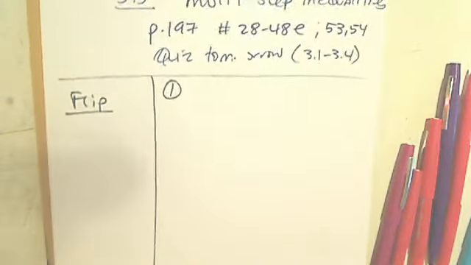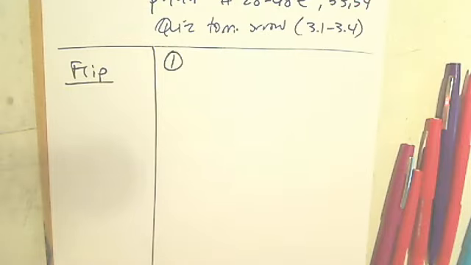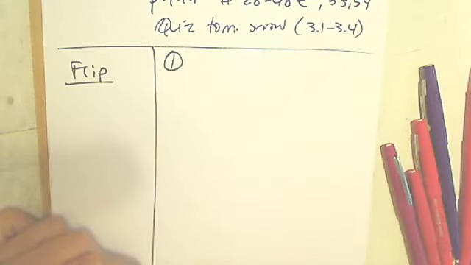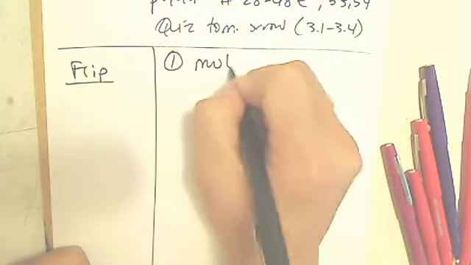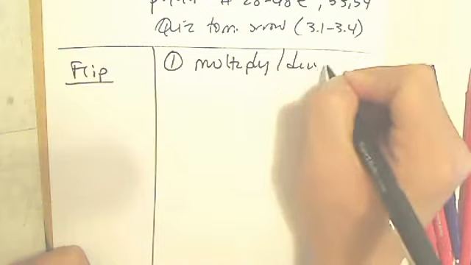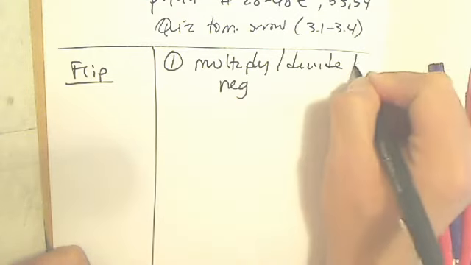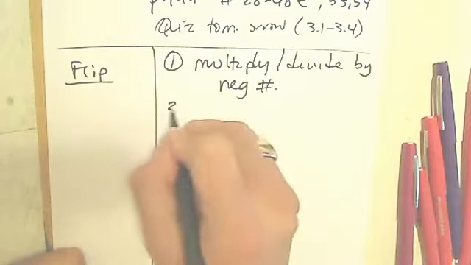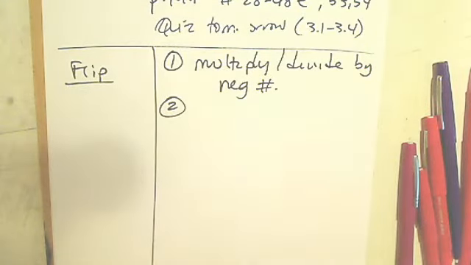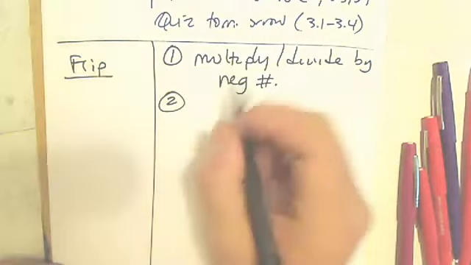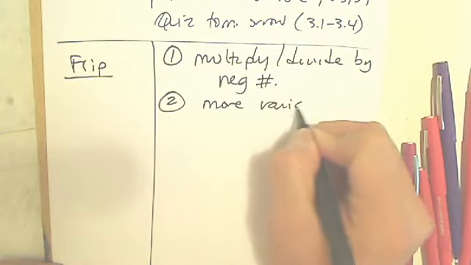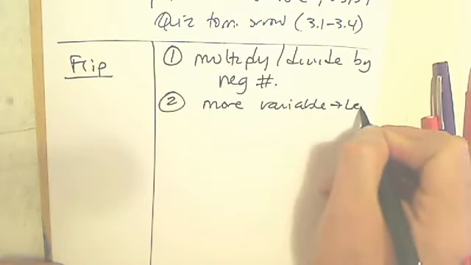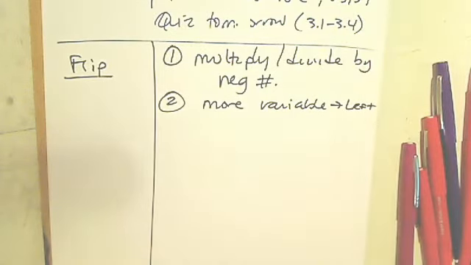Let's review the only 2 times that we flip any of the signs. Multiplying by a negative: multiply or divide by a negative number. Not when you subtract or add. Okay, don't be confused. The second time? Move the variable to the left. That's the only time the sign will flip. Don't start flipping signs just because you feel like it.